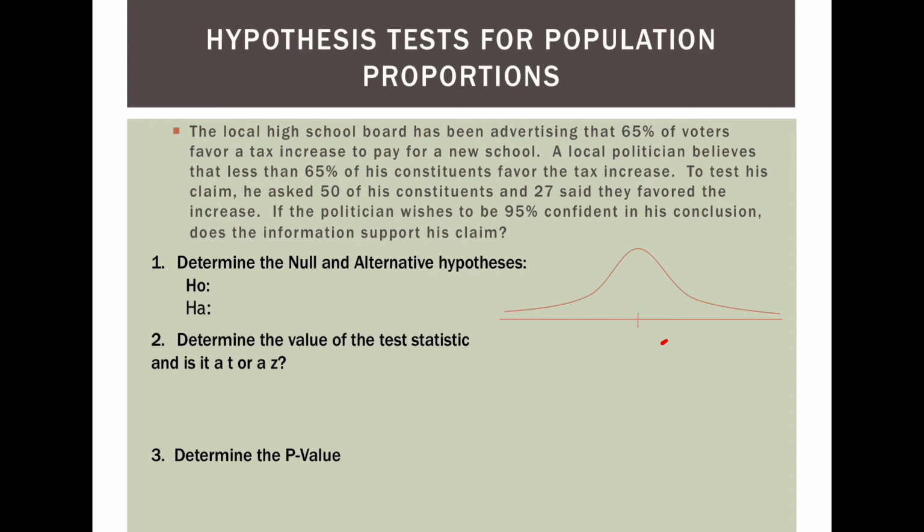So again, what is the disputed number here? The disputed number is 65%. This is the claim about the population, that 65% of voters favor a tax increase. This person disagrees with that. He believes that less than 65% of his constituents favor the tax increase. So the number that we're in dispute here is a percentage of a population, right? If we were to collect it, it would be based on categorical data, non-numerical data, yeses and nos, basically, do you support the measure? And then the only thing we can really do with that is turn it into a percentage. So we have a P, a proportion that's in dispute.